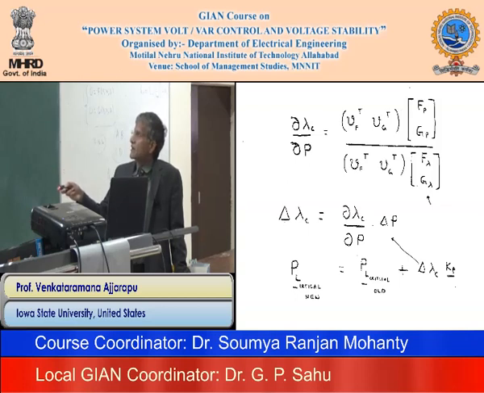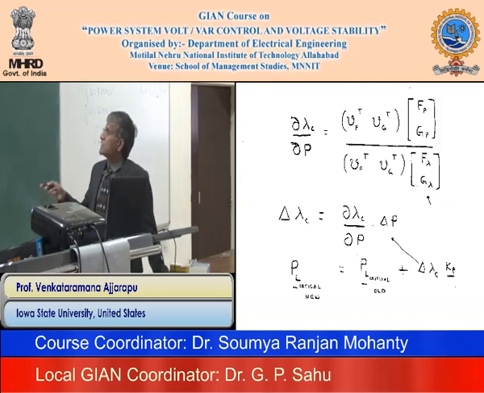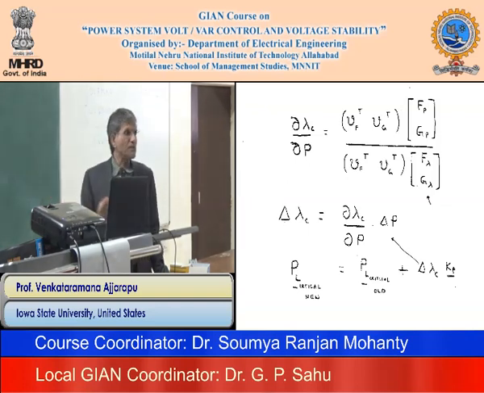So PL critical is PL critical value, lambda delta lambda C times Kp. Remember Kp is the coefficient we are using. So this much power, it can be positive or negative depending on which parameter you are changing.